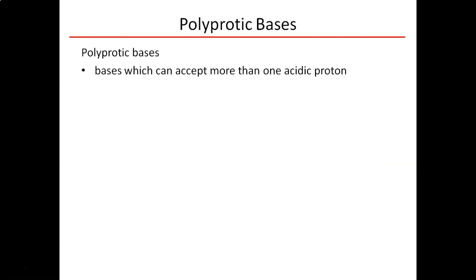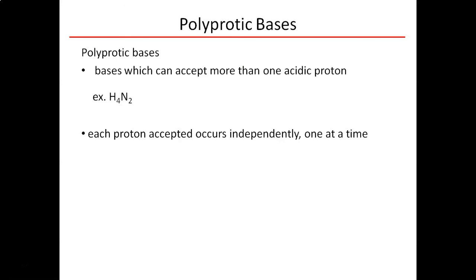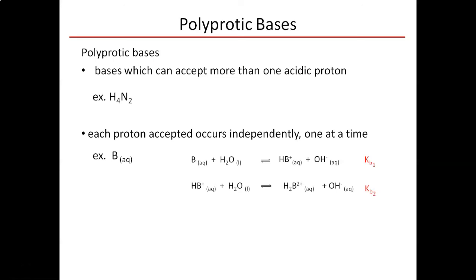Like polyprotic acids, we can have polyprotic bases, where they accept more than one acidic proton. Each acidic proton is accepted independently. So we would have an expression where we accept our first acidic proton, and then we accept our second acidic proton. And because these are separate equations, again, they would each have their own ionization constant.